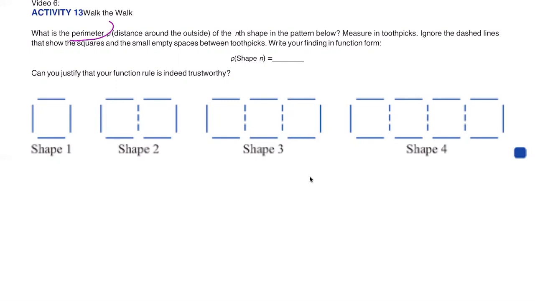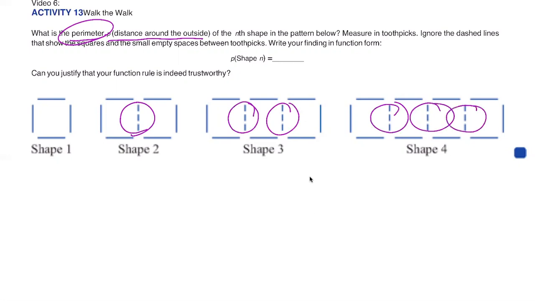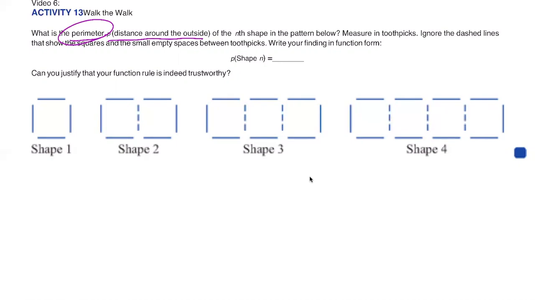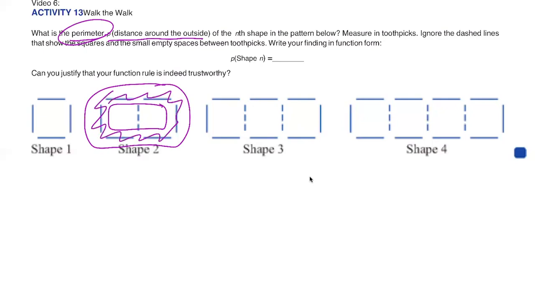The big idea here is perimeter, distance on the outside. I've had several students work on questions similar to this one and include these dashed toothpicks on the inside in their function. And we're very disappointed to find out that those toothpicks are not included. When we're talking about the perimeter, we're just walking on the outside of the figure. So just these ones out here, almost like a track.